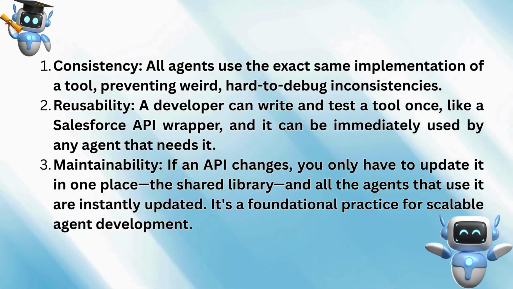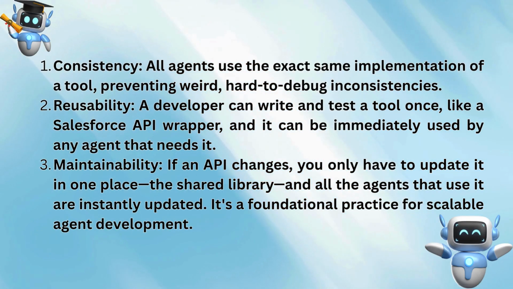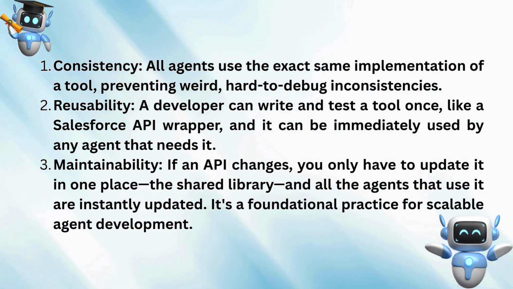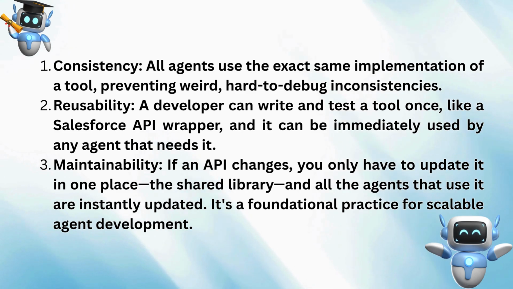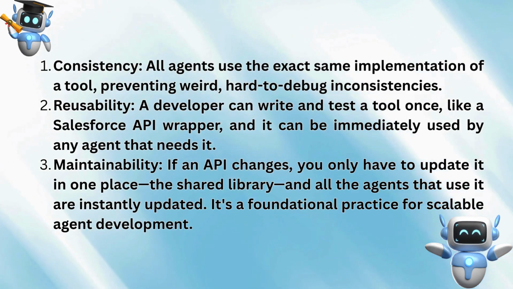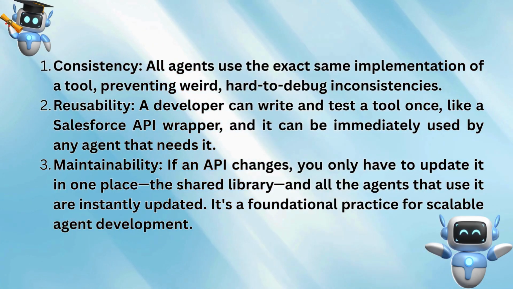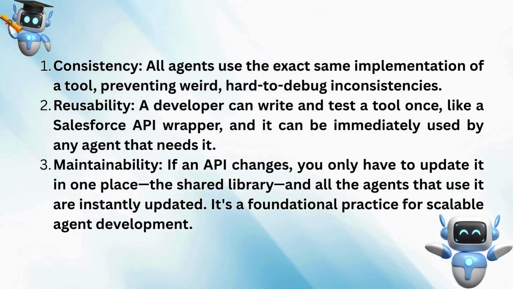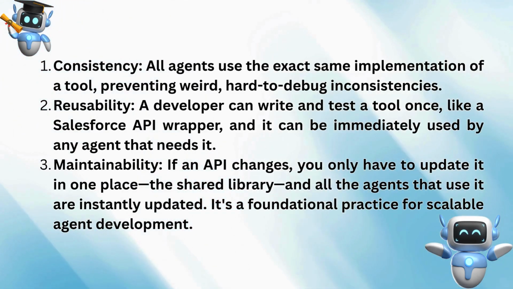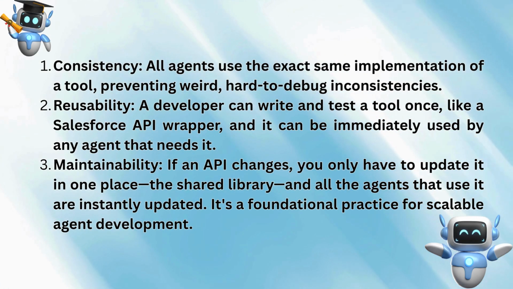1. Consistency. All agents use the exact same implementation of a tool, preventing weird, hard-to-debug inconsistencies. Second, reusability. A developer can write and test a tool once, like a Salesforce API wrapper, and it can be immediately used by any agent that needs it. 3. Maintainability. If an API changes, you only have to update it in one place, the shared library, and all the agents that use it are instantly updated. It's a foundational practice for scalable agent development.